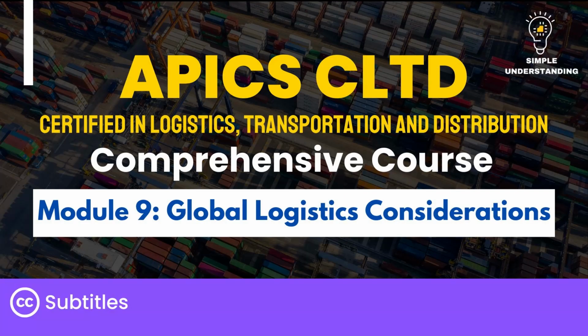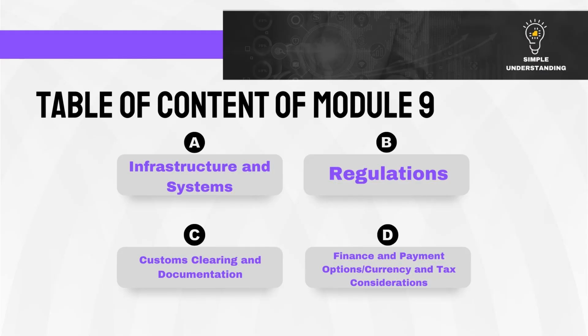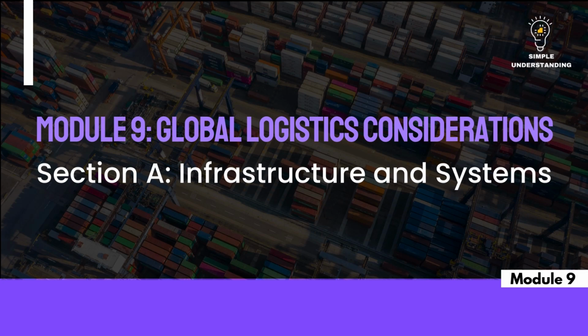Module 9, Global Logistics Considerations, which consists of 4 mini sections: Section A, Infrastructure and Systems. Section B, Regulations. Section C, Customs Clearing and Documentation. Section D, Finance and Payment Options / Currency and Tax Considerations. Now let's begin with Section A, Infrastructure and Systems.